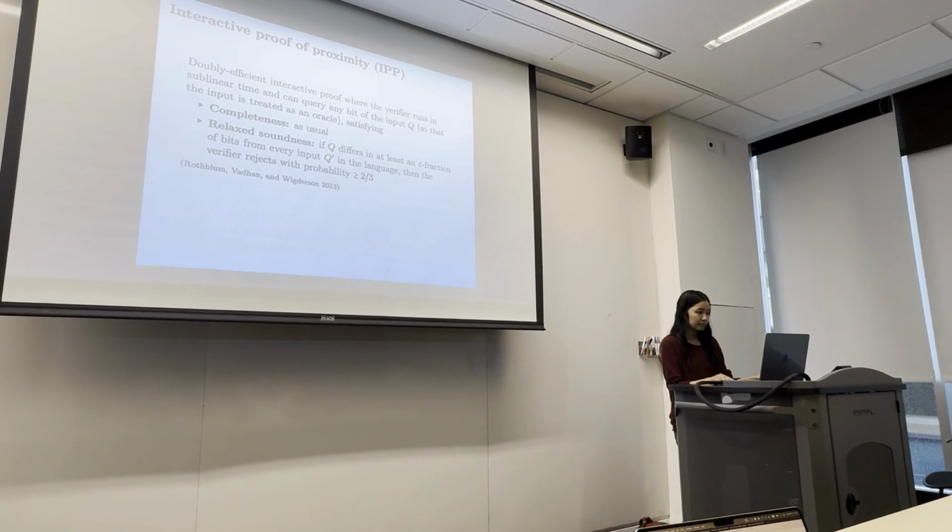That means that he can't read the entire input, and we assume that in this model he can query any bit of the input, so the input is treated as an oracle. This interactive proof of proximity is going to satisfy the usual definition of completeness. And also, because we can't always get the regular notion of soundness, it's going to satisfy a relaxed notion of soundness. If the input differs in at least an epsilon fraction of bits from every input q prime in the language, then the verifier should reject with probability, say, at least 2/3.